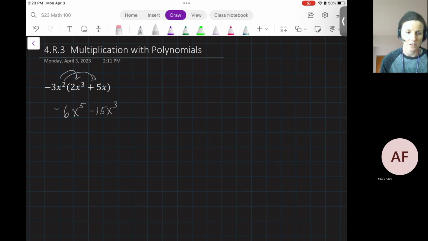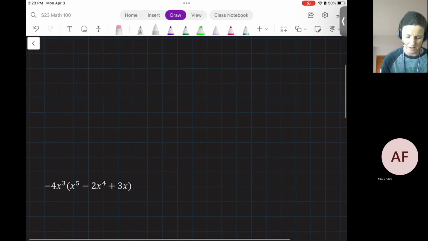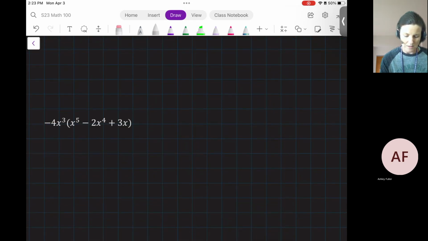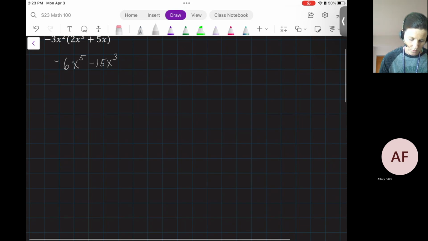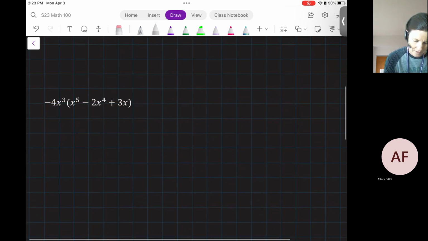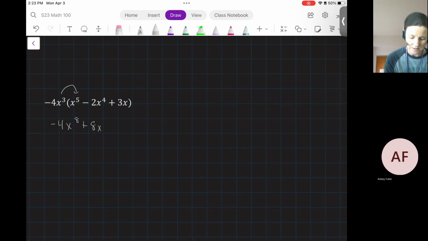Notice that this multiplication is simply the reverse of factoring. Likewise, when we move down to this one, we're going to do the same thing. We're going to multiply across by distributing. So we're going to end up with negative 4x to the 8th plus 8x to the 7th when we add our exponents, followed by a negative 12x to the 4th. In each of these cases, we were multiplying a monomial by a polynomial.